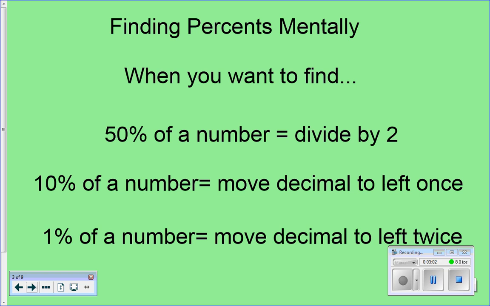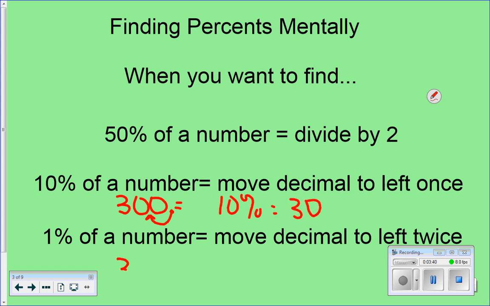Yeah, I'll show you. We'll do some examples so you see. All right, so let's work on this first. You all know how to do this. Divide by 2 to find 50%. So let's talk about 10%. Let's use 300. Let's find 10% of 300. Where's my decimal in 300? At the end, right? And if I'm going to move it one space to the left, what is 10%? Yeah, it would be 30.